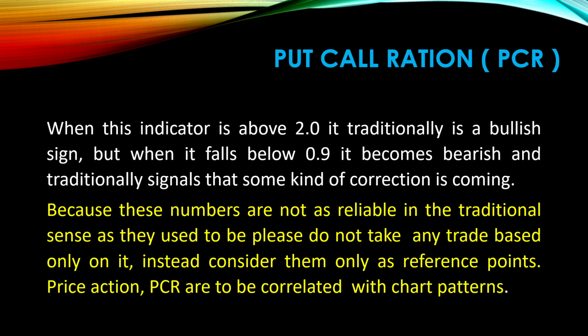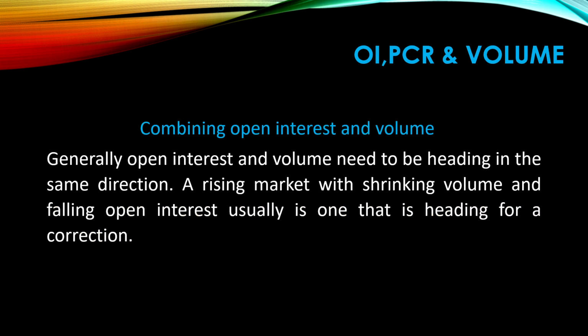So if you get a figure which is not 2 or 0.9, or you get a figure between these 2, market can be a sideways move. It means the market is not going to go up, not going to go down. So what we have to do, we have to combine open interest and volume. Actually, we have to combine open interest, volume and chart patterns. Generally, open interest and volume need to be heading in the same direction. A rising market with shrinking volume and falling open interest usually is one that is heading for a correction.